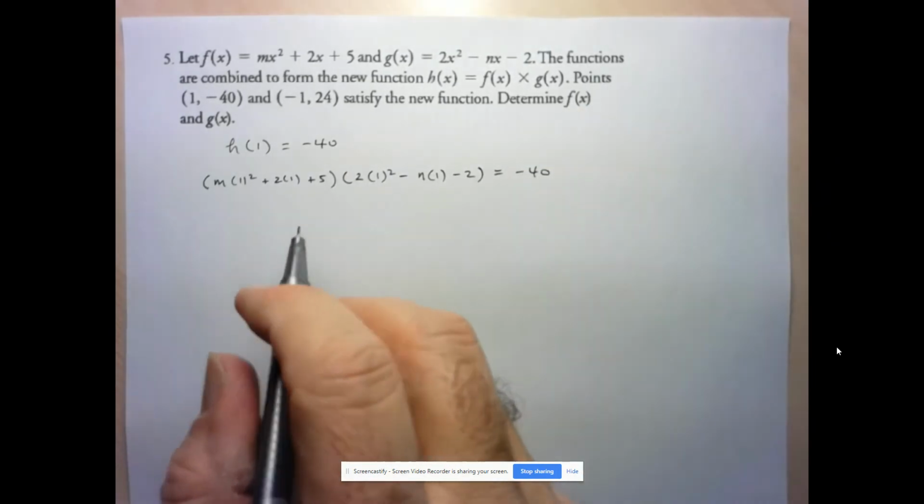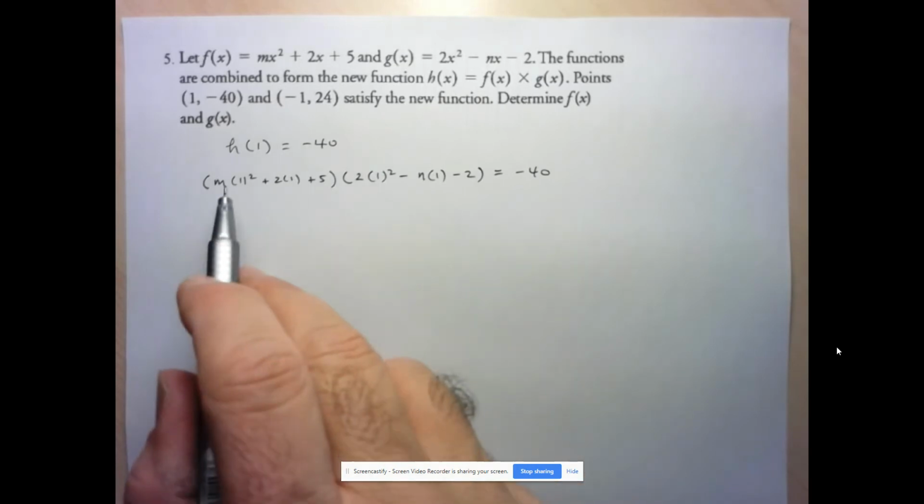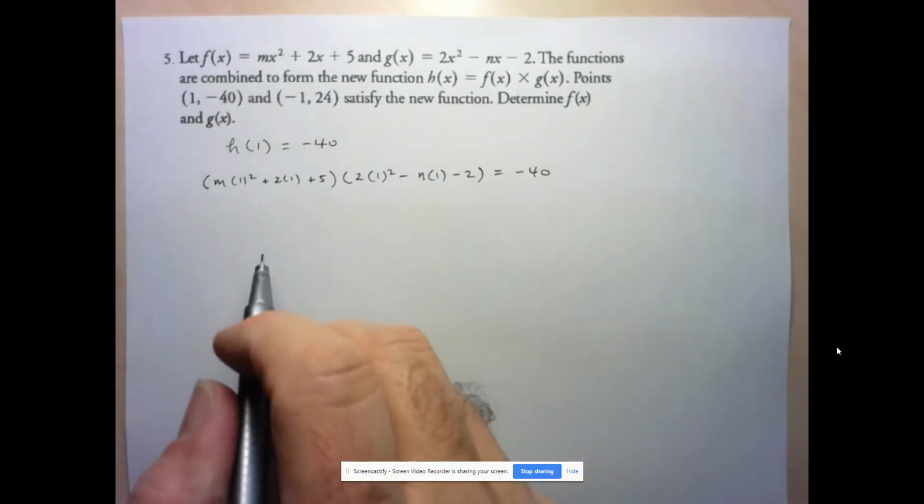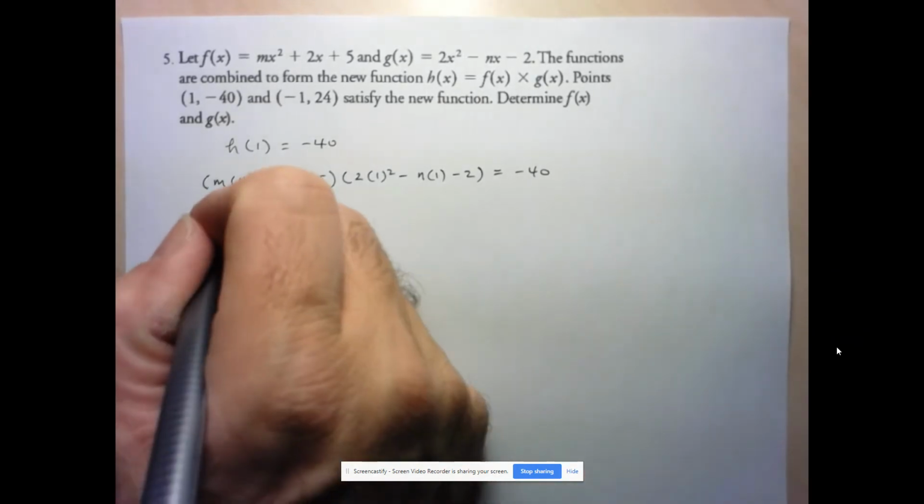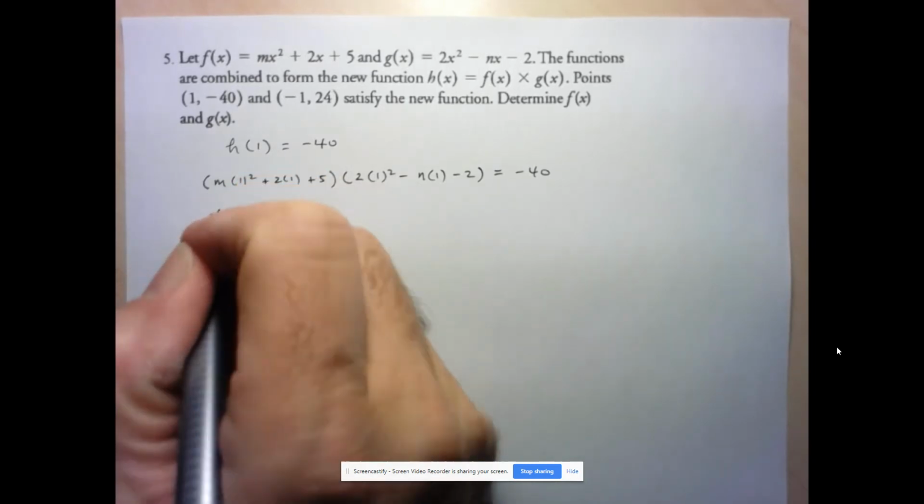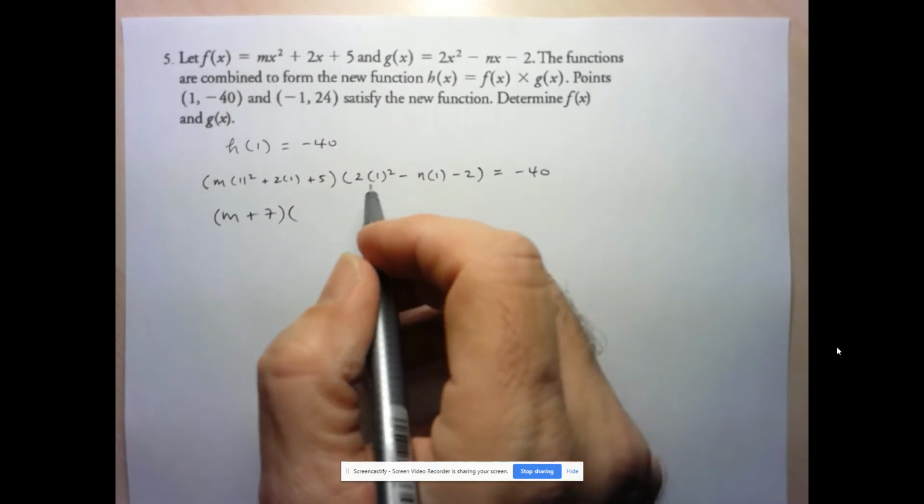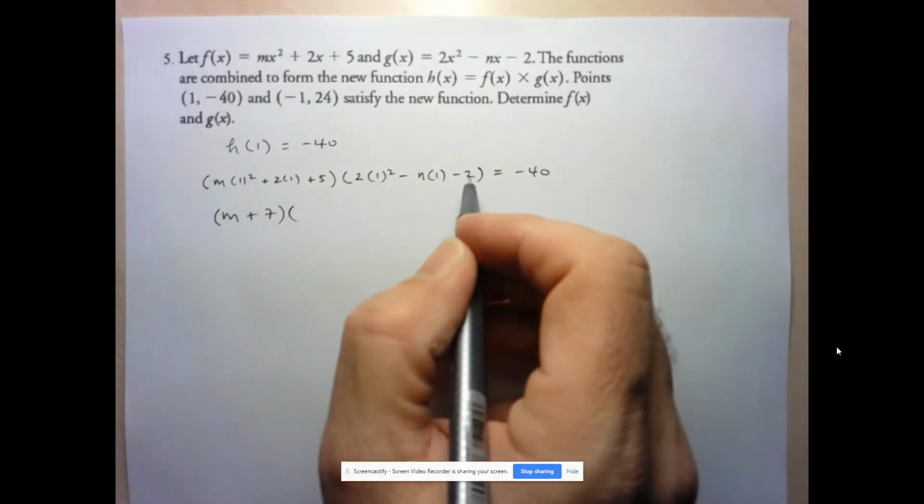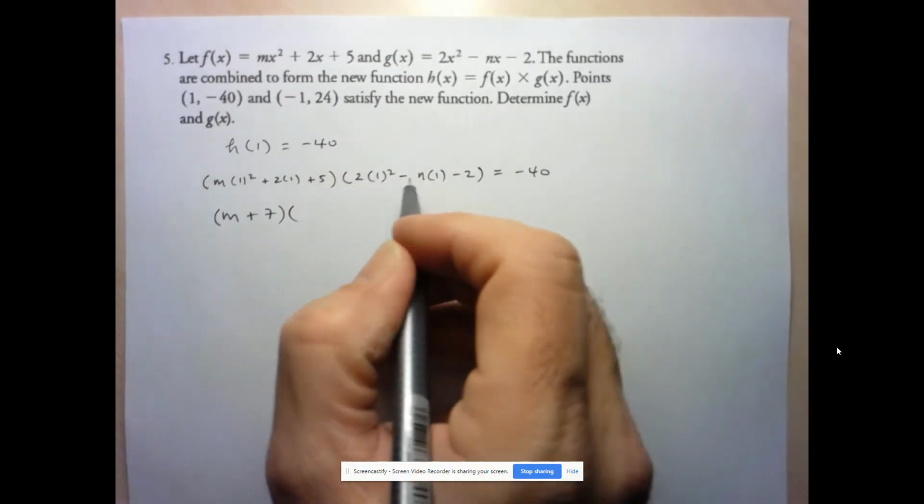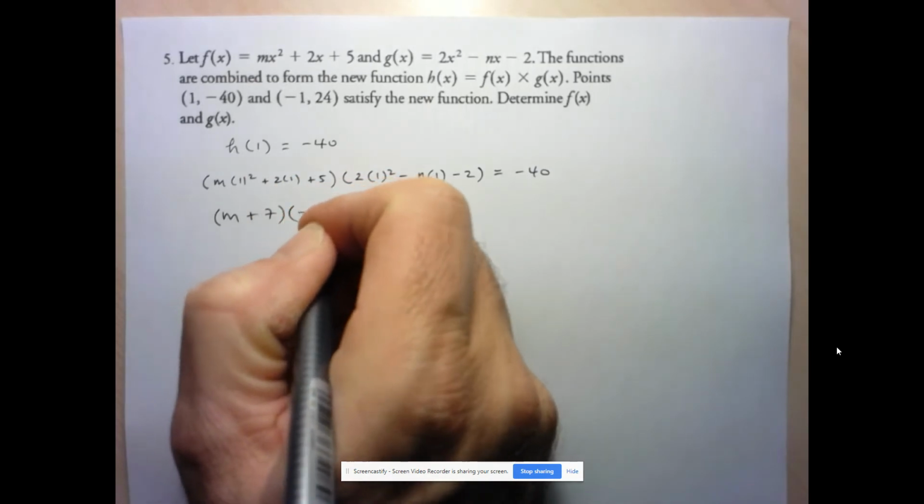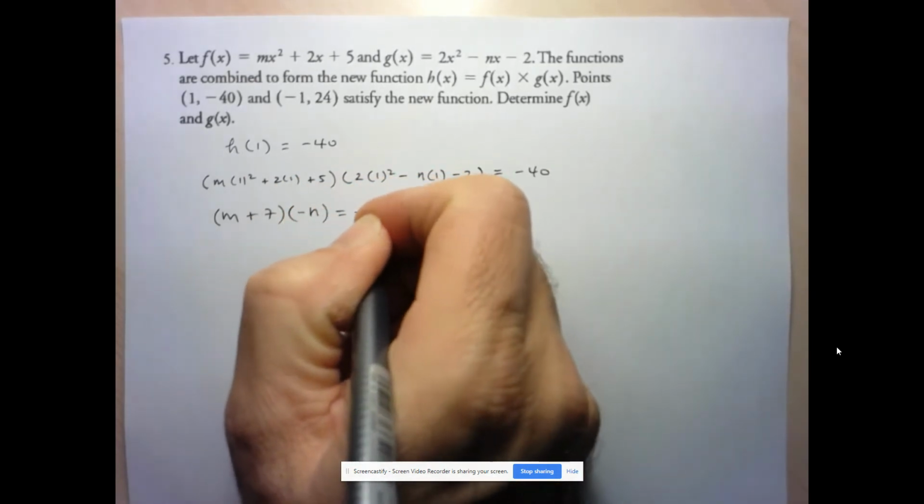And so what I have now is an equation that contains both m and n. So let's simplify here. This is just going to be m. Here we're going to have 2 plus 5 is 7, so plus 7. And here we have 2 minus 2, so these two cancel out. And so I'm just going to be left with negative n equal to negative 40.